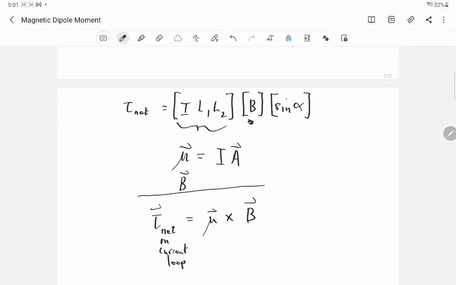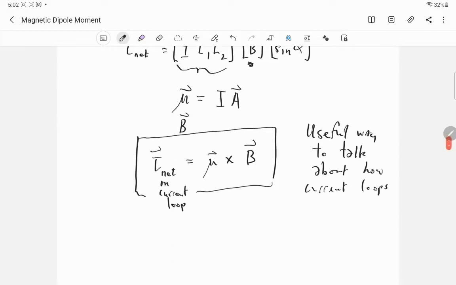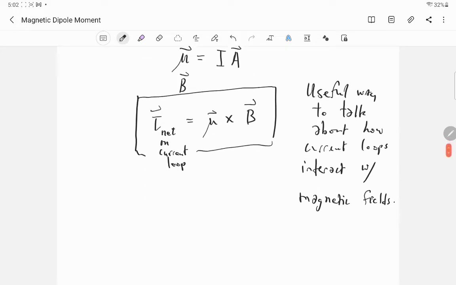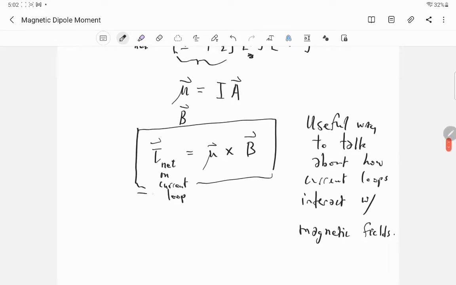So this turns out to be an extremely useful way to talk about how current loops interact with magnetic fields. And specifically we derive this for a uniform magnetic field, but I'm just going to put magnetic fields. It's actually true. Well, I won't go there. So this is an important relationship.